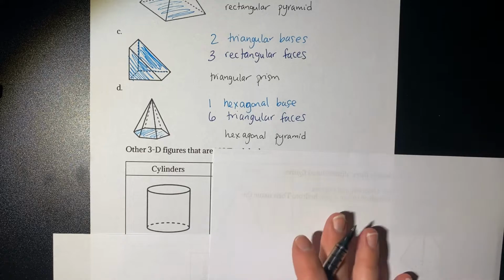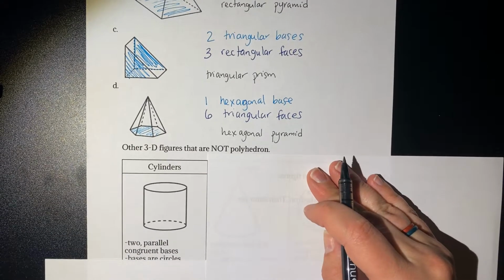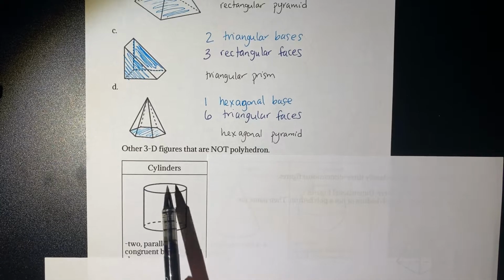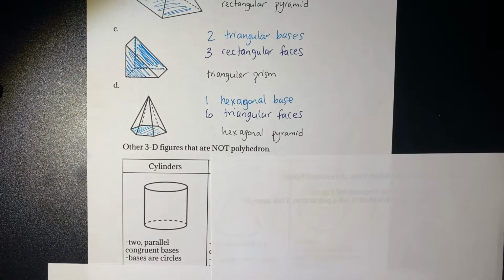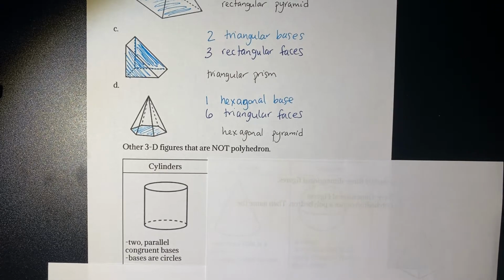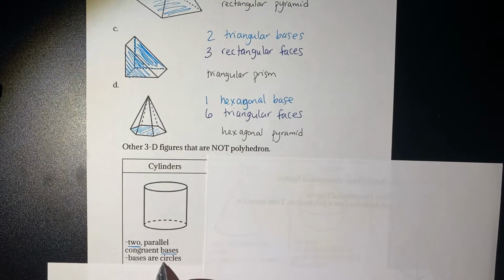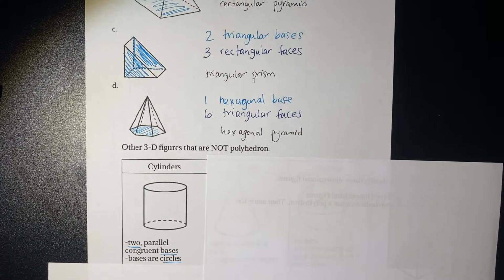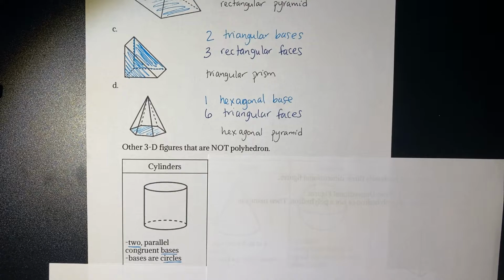All right. Here's information about cylinders. They have 2 parallel congruent bases, so their bases are the same. And their bases are also circles. So I'm going to highlight that we have 2 bases and they're circles. We'll use our base pen, which was the light blue one. Okay. So it's a cylinder.